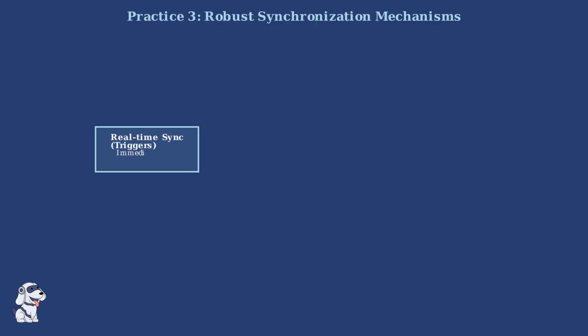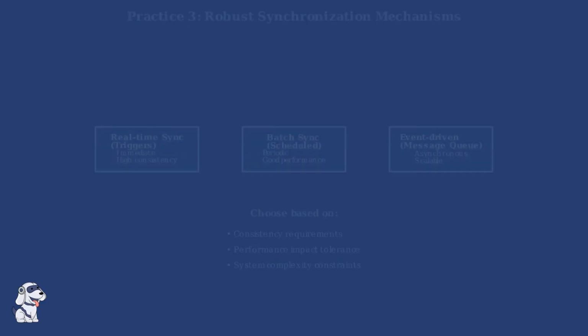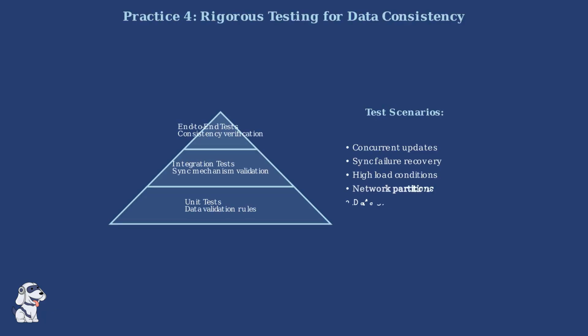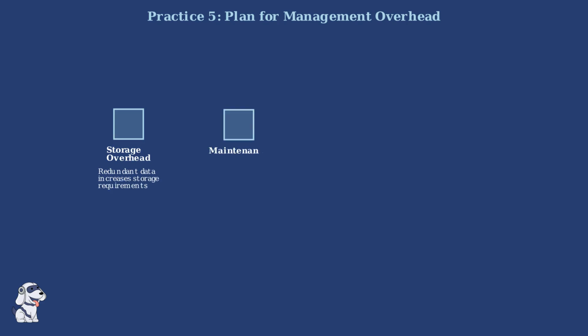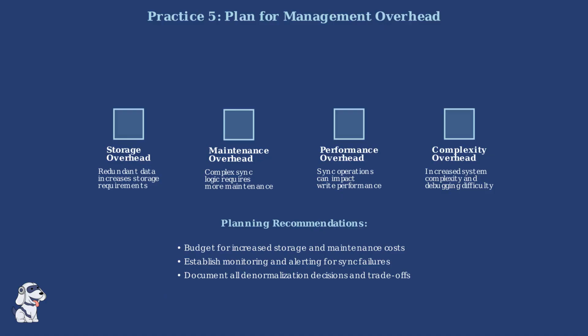The third practice involves implementing robust synchronization mechanisms to keep redundant data consistent. There are several approaches, each with different trade-offs between consistency, performance, and complexity. The fourth practice is conducting rigorous testing to ensure data consistency across all denormalized copies. This requires comprehensive test strategies that verify both functional correctness and data integrity under various scenarios. The fifth and final practice is planning for the overhead associated with managing redundant data. Denormalization introduces additional complexity and costs that must be carefully considered and managed throughout the system lifecycle.